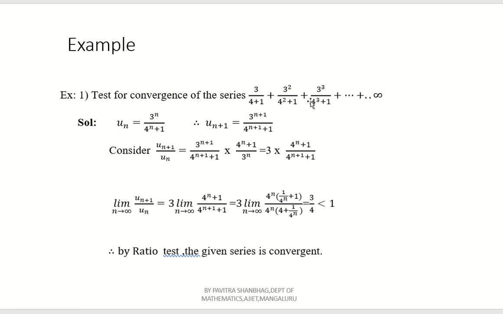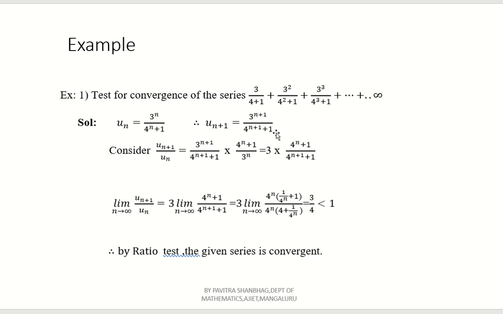In general, can you write the nth term? That is u_n equal to 3 power n by 4 power n plus 1. Okay, so this is the u_n term. Now just replace n by n plus 1. So what will you get? Put n equal to n plus 1. So it will become 3 power n plus 1 divided by 4 power n plus 1, and plus 1 here.